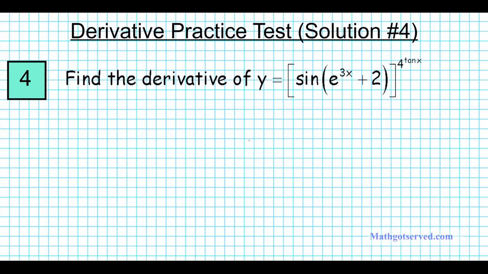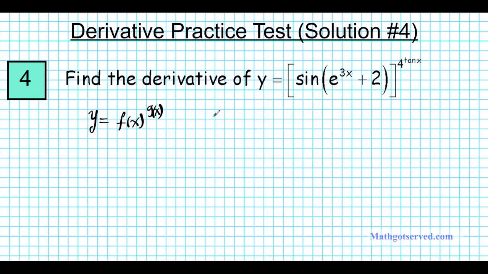All right, let's take a look at question number 4. We are to find the derivative of y equals sine e to the 3x plus 2, raised to the 4 to the tan x. Whenever you see a situation like this, where you have y equals a function raised to another function, the best method to use is logarithmic differentiation. So we're going to be using logarithmic differentiation so we can gain easy access to this exponential function right here.